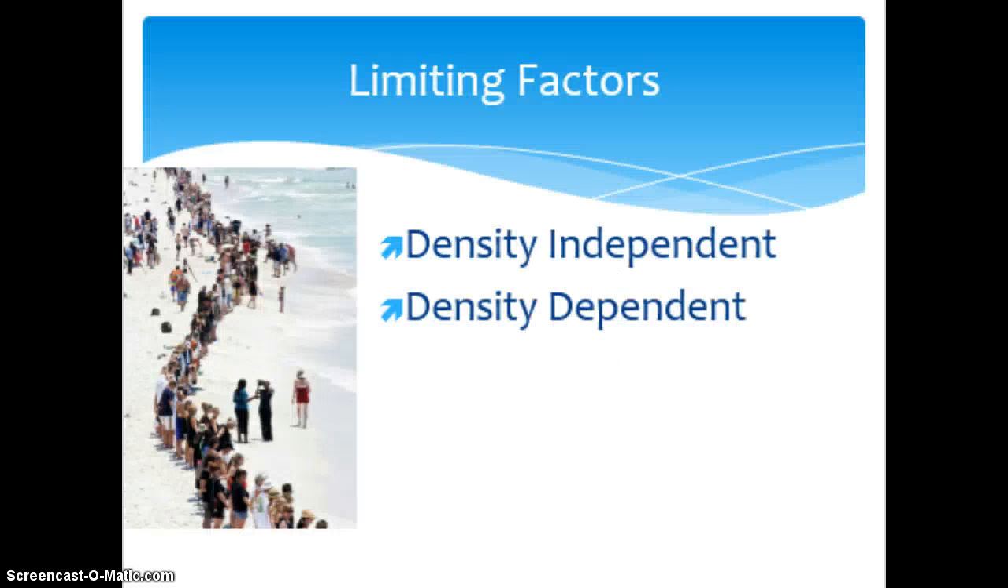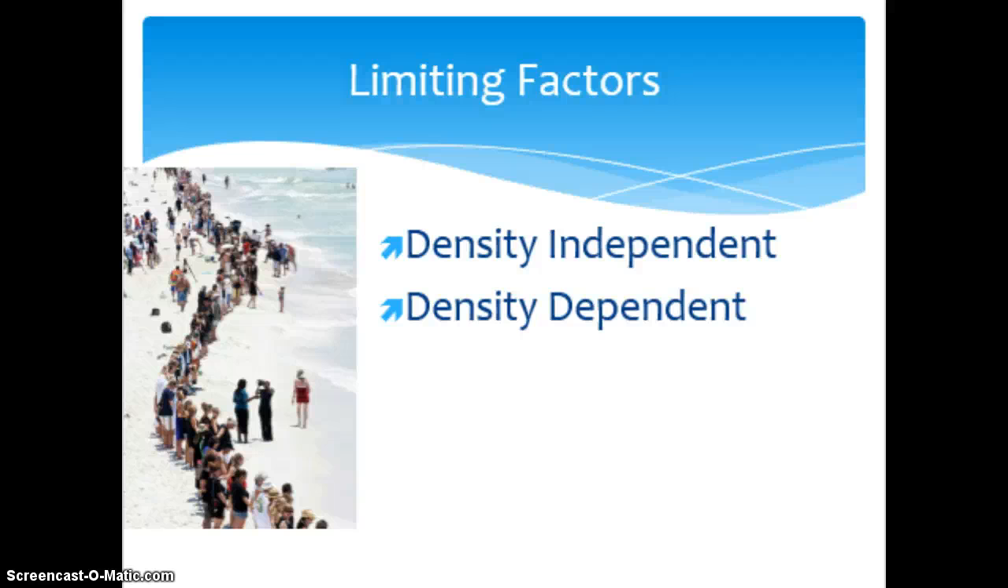We've talked about limiting factors already, and remember, limiting factors are anything that limits the size of a population, so it's going to determine whether individuals live or die. There are 2 types of limiting factors. Density independent limiting factors impact the entire population equally. These are completely random. They're not picking one individual over the other. These are things like natural disasters that would impact everybody equally.